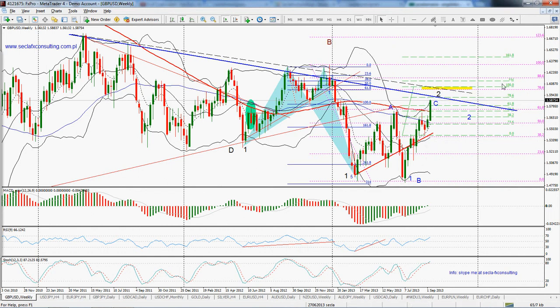Okay, and this is in the same area as this level. Okay, so we've got this line, this resistance line, we've got another resistance line, and we've got two Fibonacci levels where the market may end this upward movement. Yeah? So we can prepare for a short trade setup anyway.